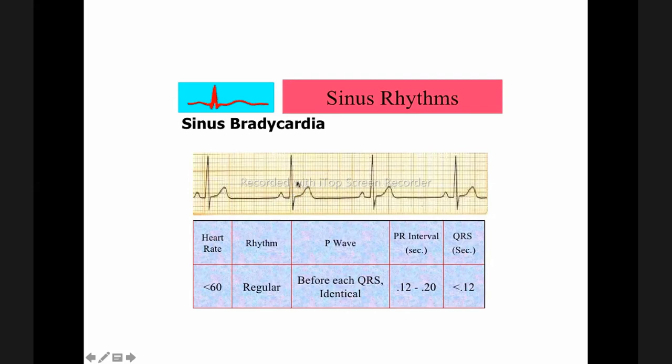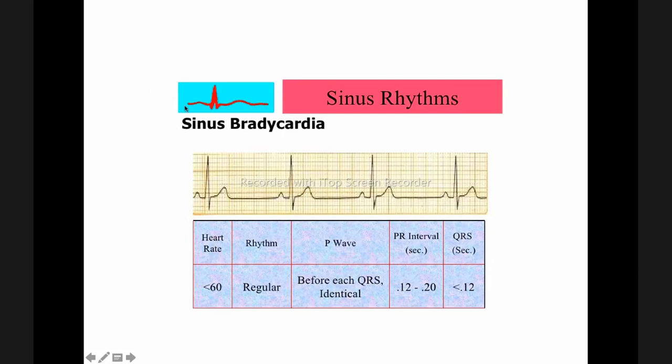If you count the number of big boxes here, 1, 2, 3, 4, 5, 6, 7. The heart rate here is around 36 beats per minute. Is that normal? It's not. It's below 60. So it's a bradycardia. So because she's in sinus rhythm and there's a bradycardia, it's a sinus bradycardia that the patient has.